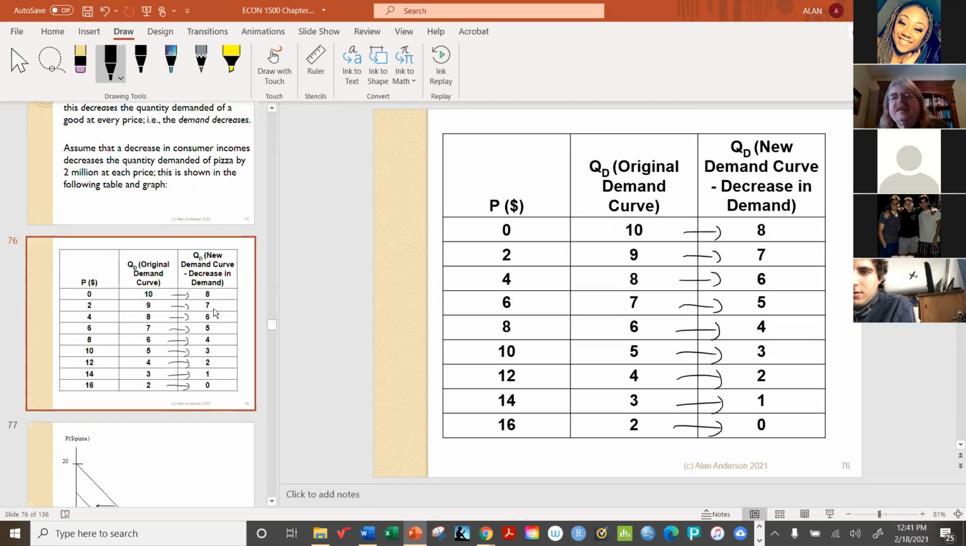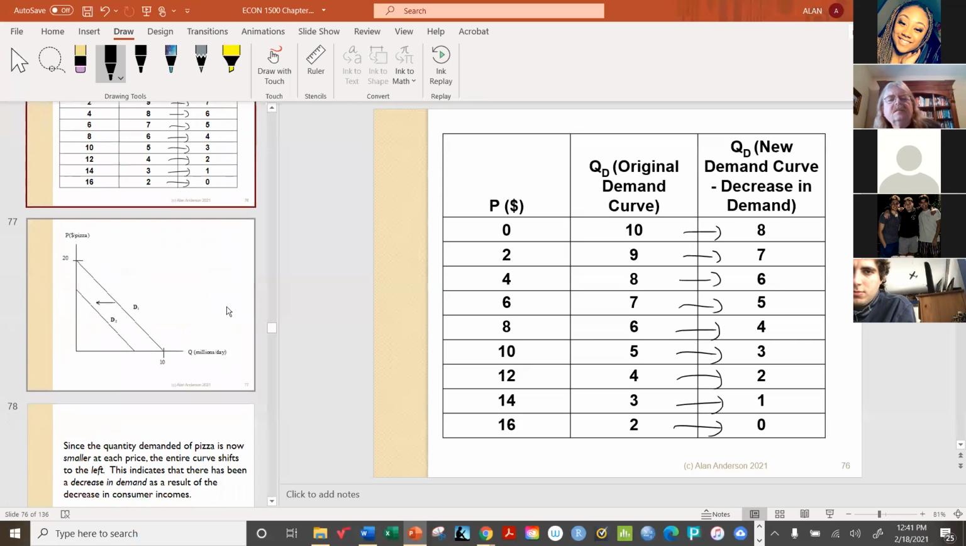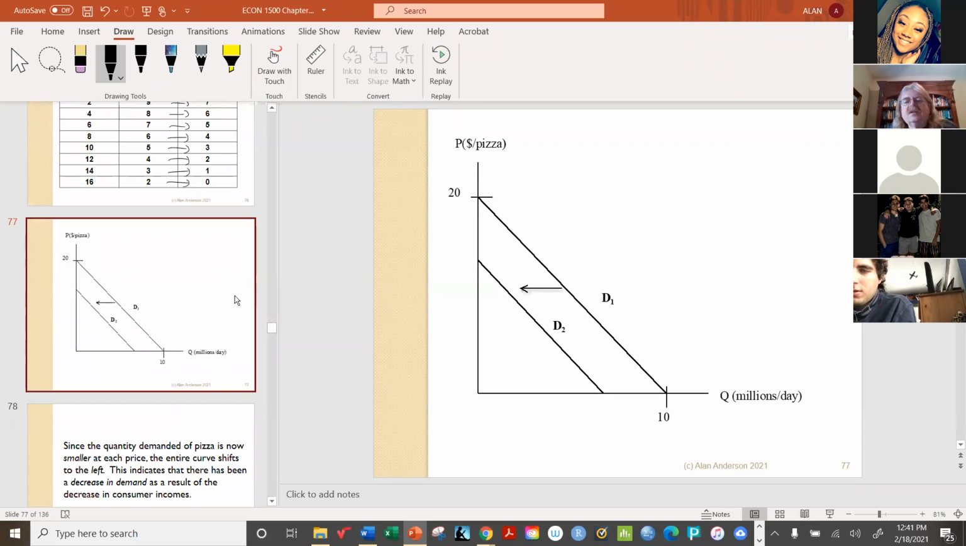And so as a result, you can probably guess what's going to happen. The entire demand curve will shift to the left. Okay, so a decrease means a shift to the left. Why? Because at the same price, people are willing to buy less pizza. So now, for example, let's say the price is still $10 in the marketplace. Originally, we were willing to buy 5 million pizzas at that price. Now, we're only willing to buy 3. So the shift is due to a decrease in income.